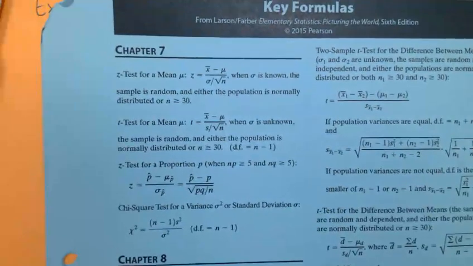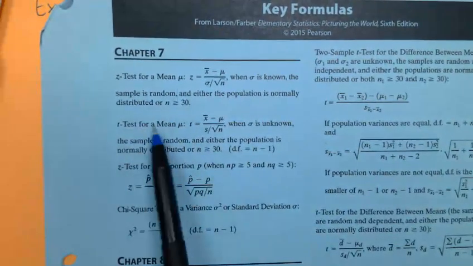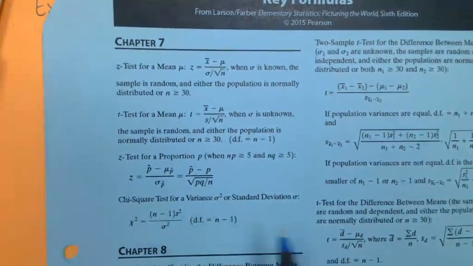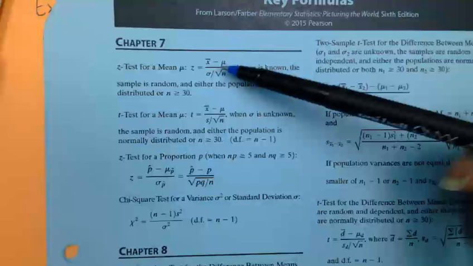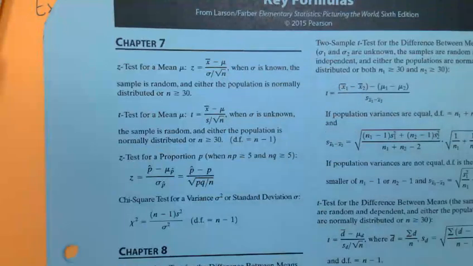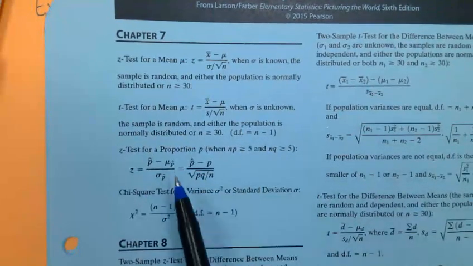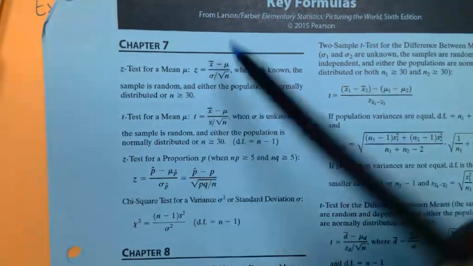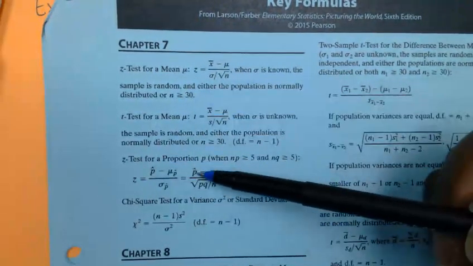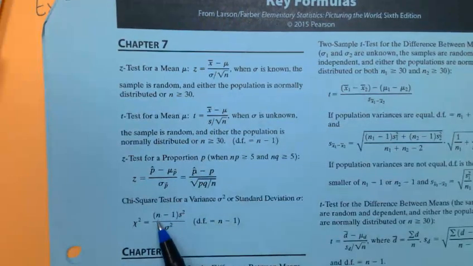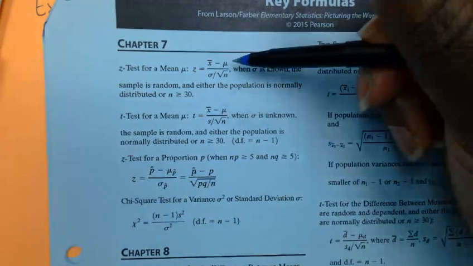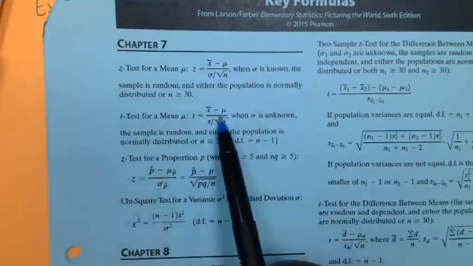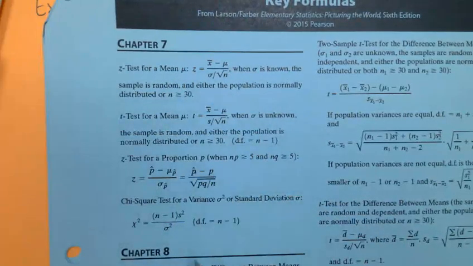Chapter 7, Z-test for mean, T-test for mean, Z-test for proportion, chi-square test for variance, standard deviation. So our symbols are the same. Just make sure you know how to use them. This is sample mean. That's sample proportion. This is your sample size, N. This is your hypothesized mean. So this represents your claim in Chapter 7.